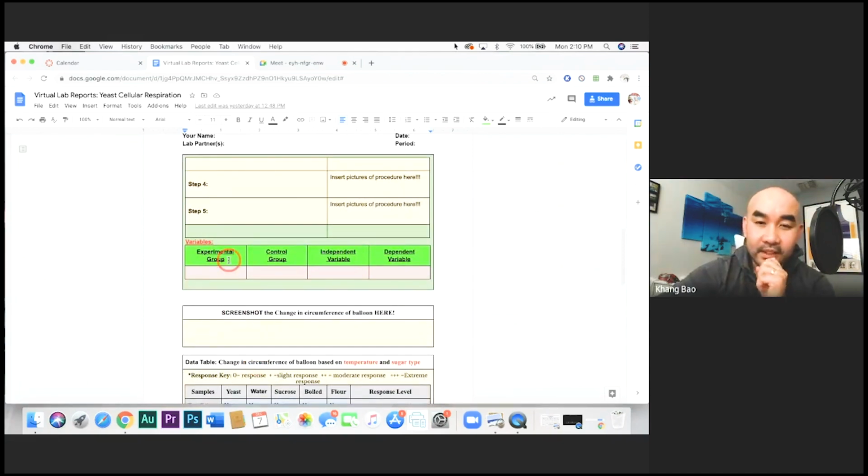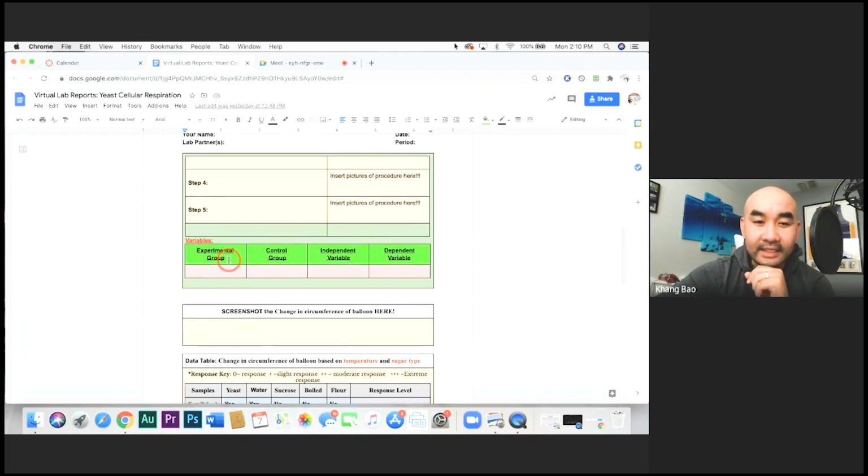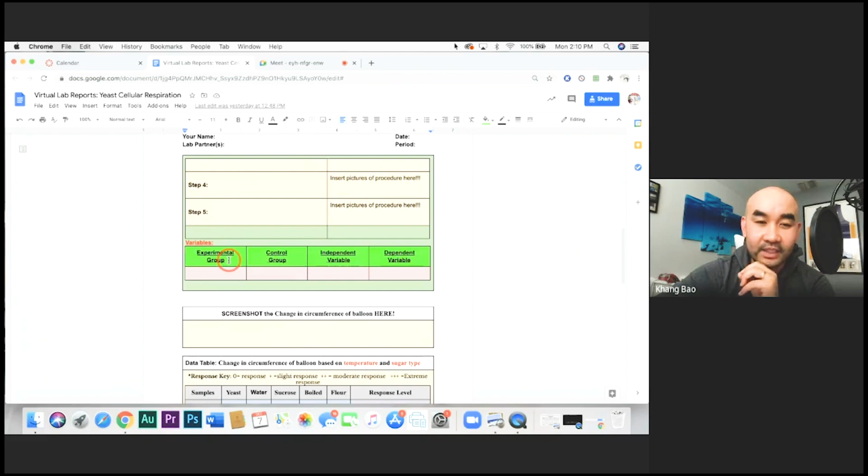Okay. So from what you've seen in that experiment, I need you to write down the experimental group. This is the group, the test tube in the experiment, that he is testing out. Which condition is it in?